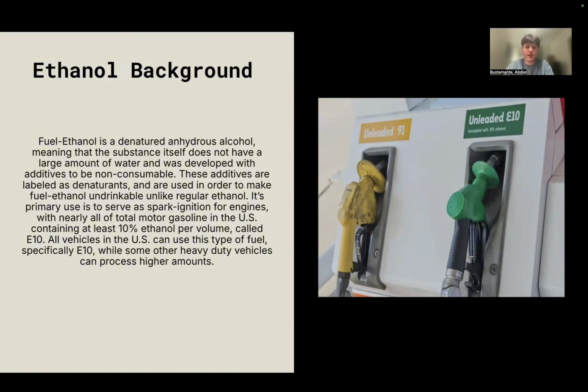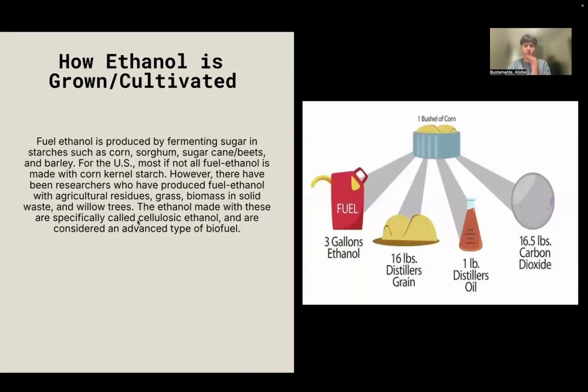All vehicles in the US can use this type of fuel, specifically E10, while some other heavy-duty vehicles can process higher amounts. The image on the right basically depicts this labeling, with the gasoline pump being labeled unleaded E10. The E represents the ethanol, and the 10 represents the total percentage of ethanol in the gas.